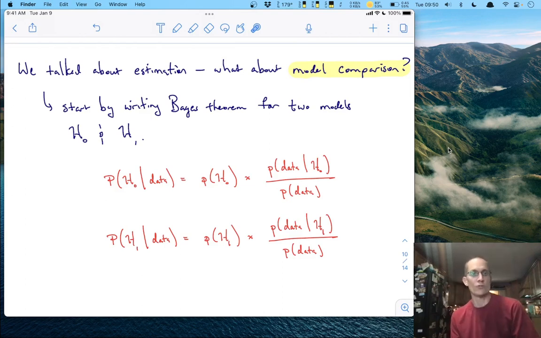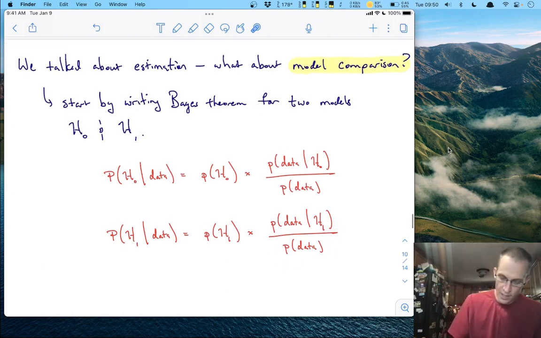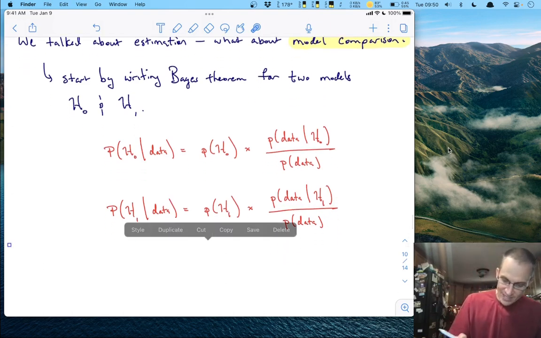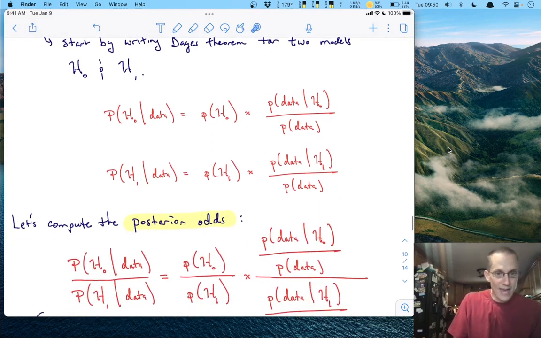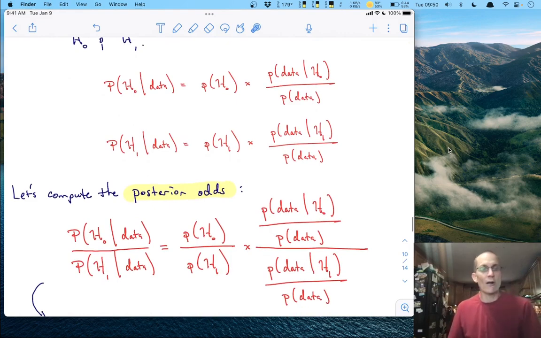Both H0 and H1. So of course we can do that. We know the form of Bayes' theorem. Remember, Bayes' theorem is posterior is the prior times the likelihood divided by the prior predictive. And we do that for H1 as well. Posterior equals prior times likelihood divided by prior predictive. Now what I want to do is take those two posteriors and divide them. That is, I want to compute the posterior odds.